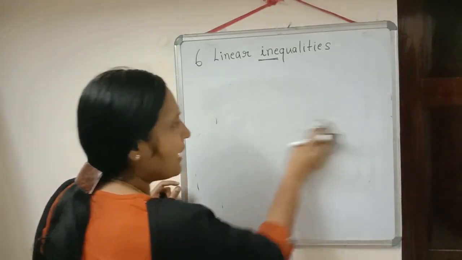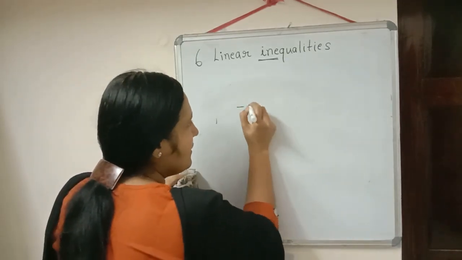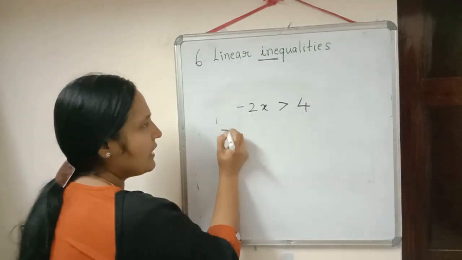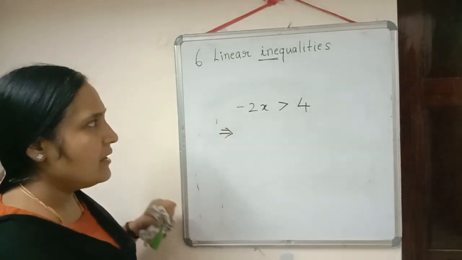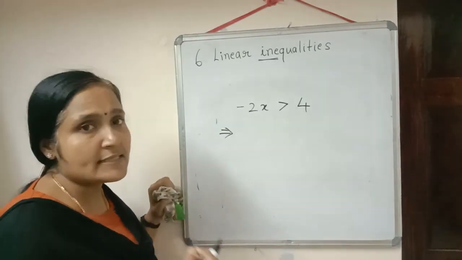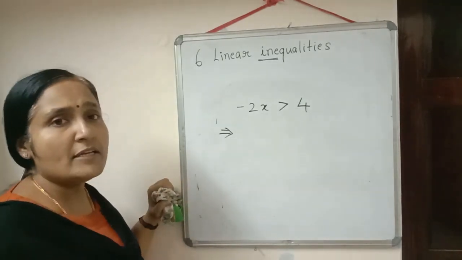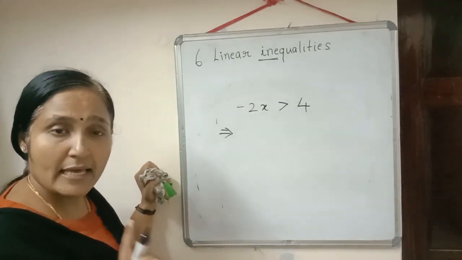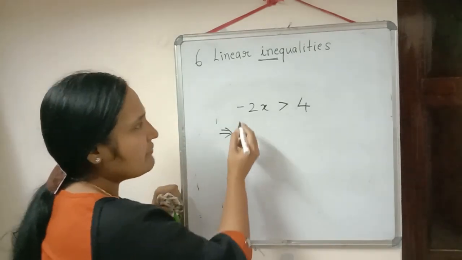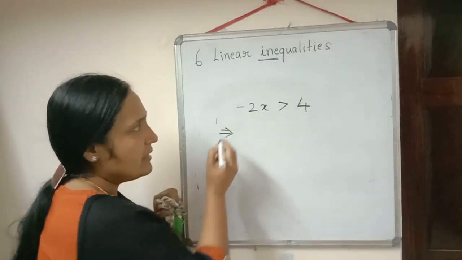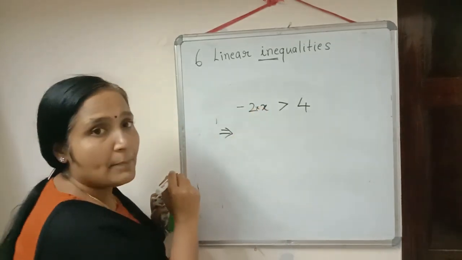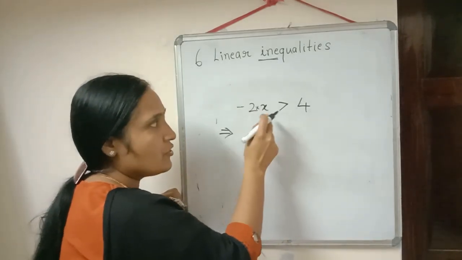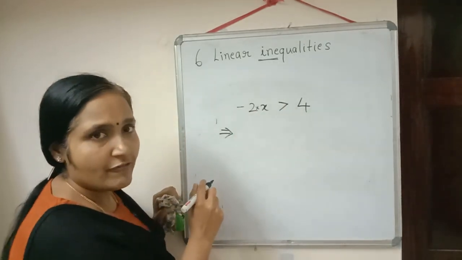Like if it is written minus 2x greater than 4. It is written in this way. Now we have to find the value of x. Here also we will not get a particular solution for x. We will get so many solutions of x which will satisfy this inequation, not equation, inequation. Now suppose I shift minus 2 to the right hand side. Here minus 2 is multiplied by x. So when you change the position, what do you have to do? Change the sign of inequality.